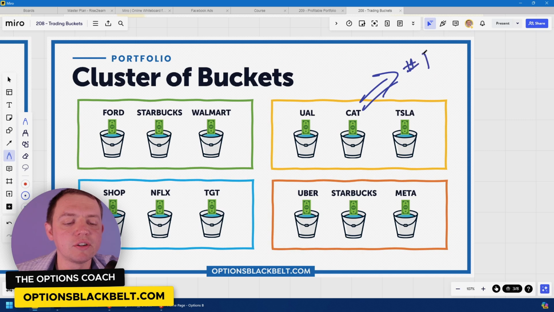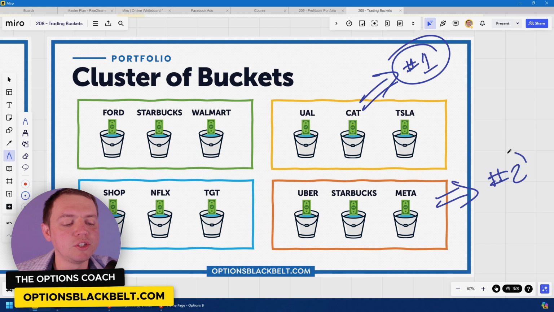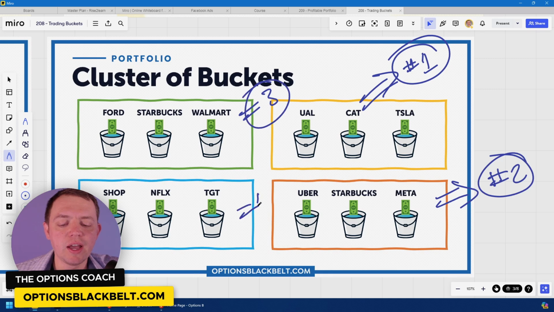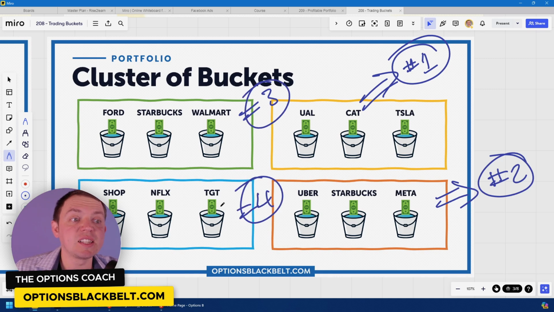So let's say this bucket right here is your first one. It's just because I just have the space here. And this is your second strategy or system. And then here you might have a third one. And here you have a fourth one. And together, this makes a cluster of income coming in. So it's not like one thing that should be making you all that money.